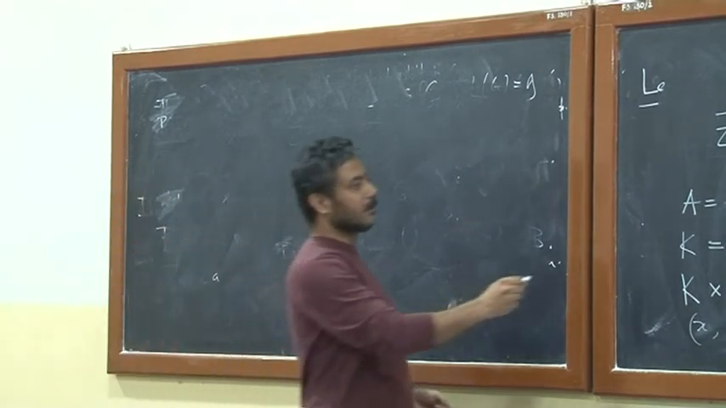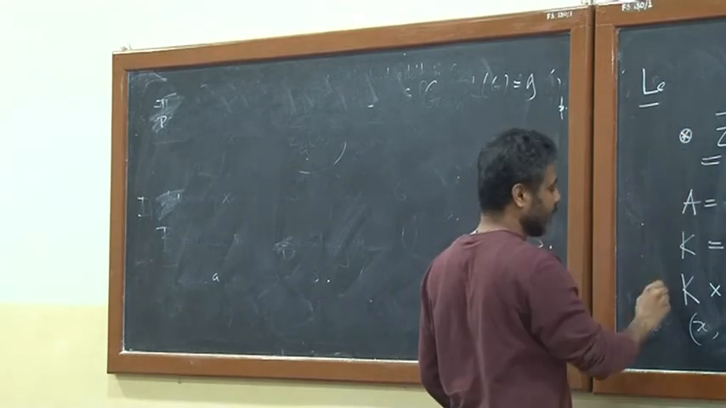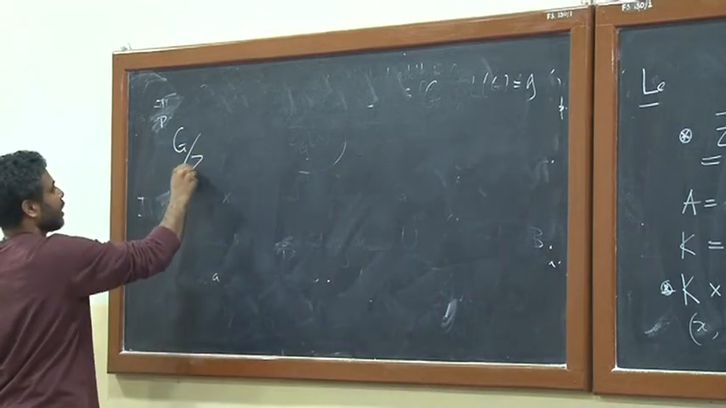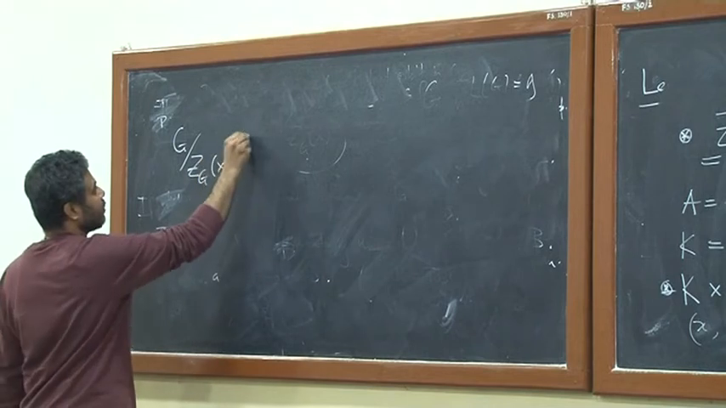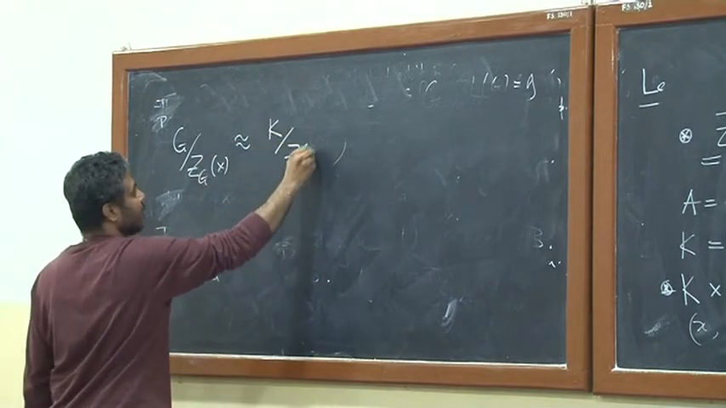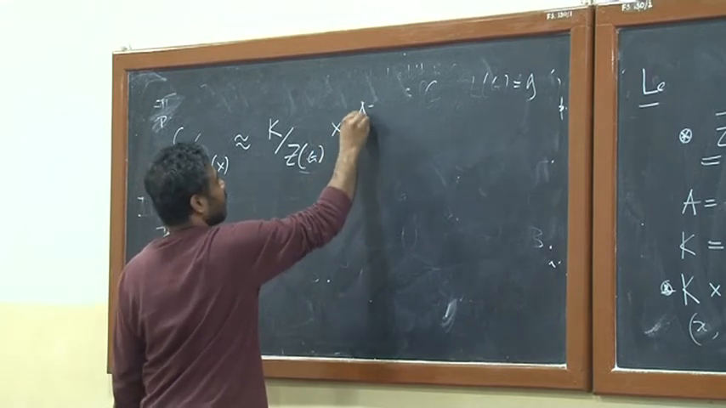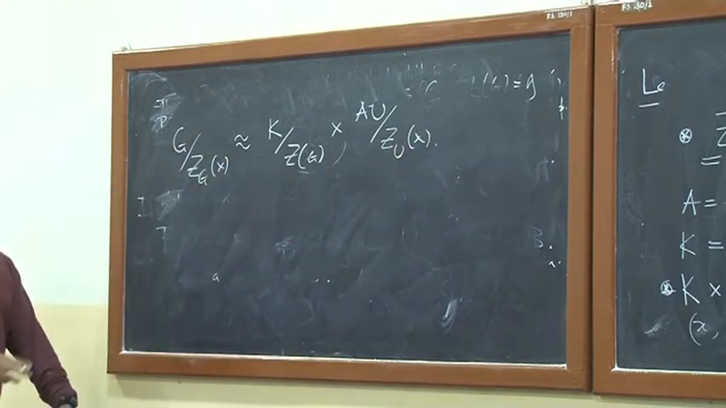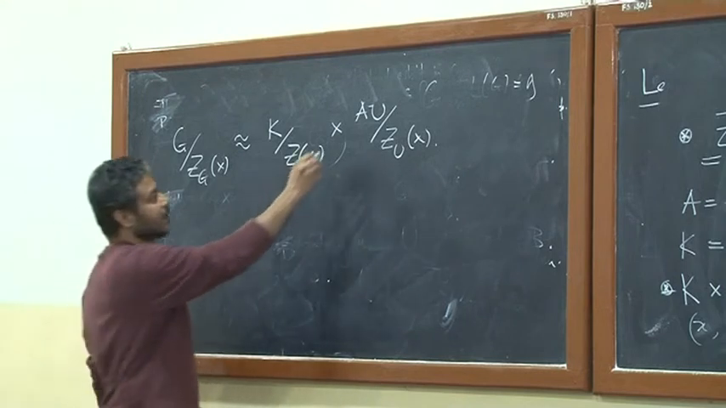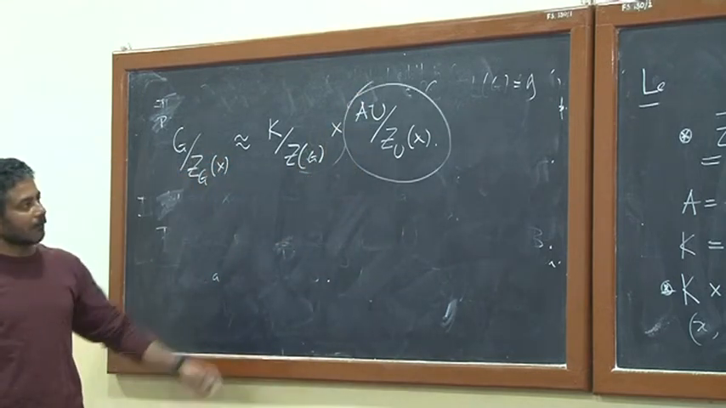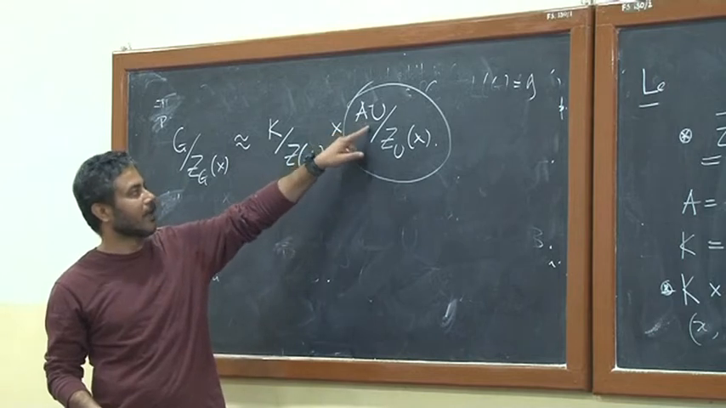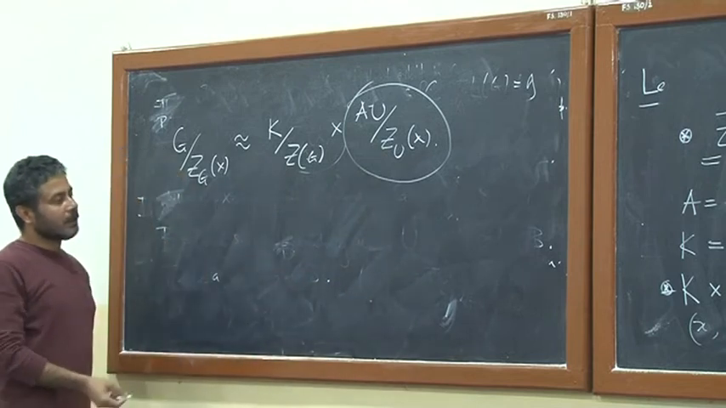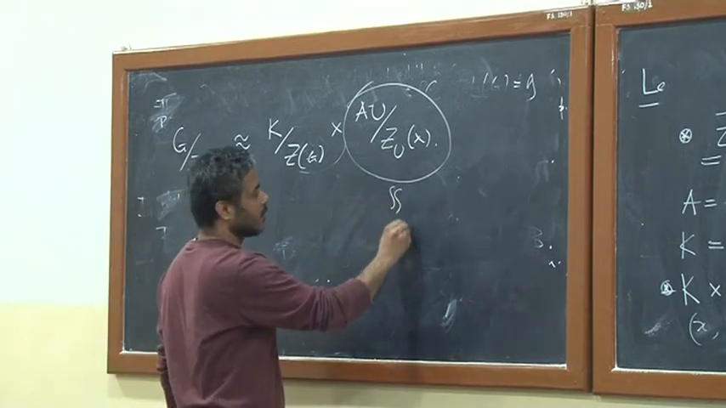Now using this description, with these two things in mind, one can say that G/ZGX is diffeomorphic to K/ZG cross AU/ZUX. But this is a Euclidean space, because after all I am modding out by A, which is a Euclidean space, and U is a unipotent group. I am modding out by a unipotent subgroup. So this is just some R^d.